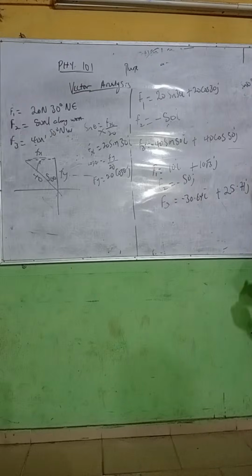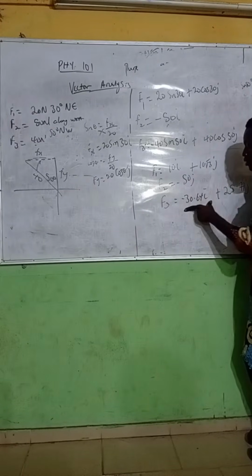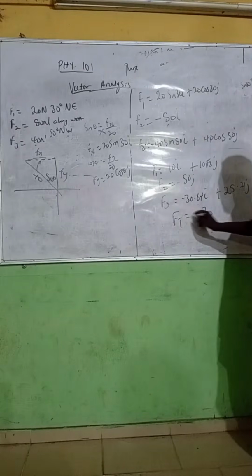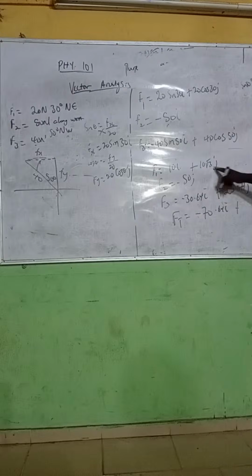Let's add all the i together. 10i plus minus 50i, that's minus 40i. Plus this minus 30.64, our F total is minus 70.64 i. What of the j? 10 root 3. What's 10 root 3? Let's deal with it. 10 times root 3, what do we have? 17.32. Plus 25.71. 43.03.